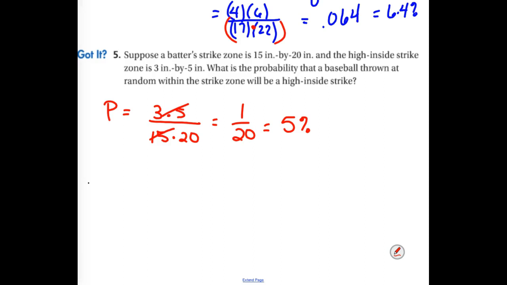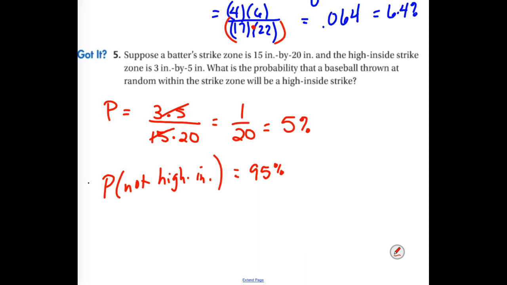Could I also have asked you for the probability that they're not in the high inside strike area? What would I do differently? So, if I don't want to be in the high inside strike zone, if there's a 5% probability that I am there, then there's a 95% probability I'm not. Yes?